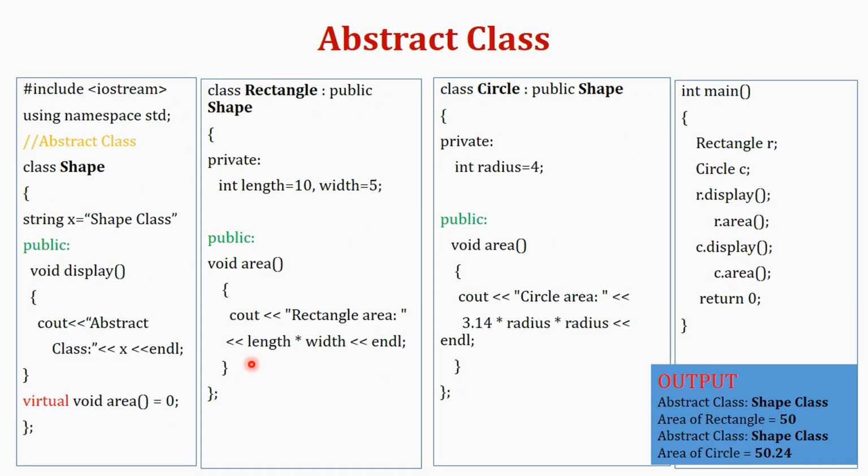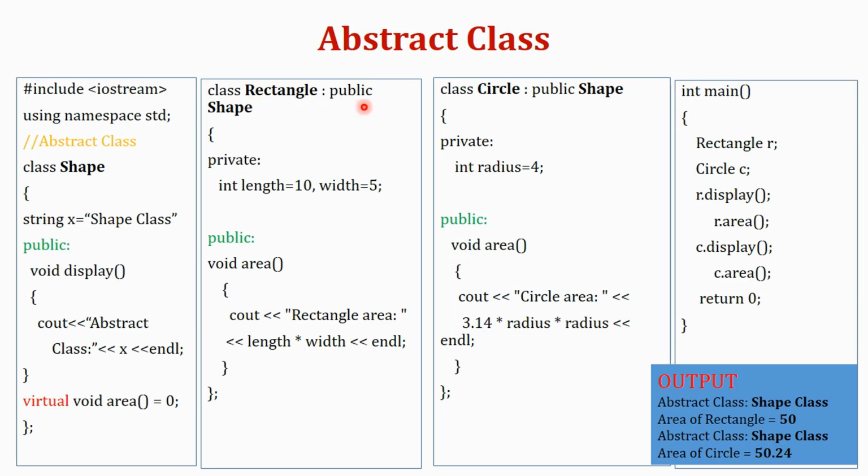Example, class Shape. It has the data member string s equal to shape class. And it also has one normal function definition where we are going to display the value of x. Then followed by the pure virtual function. So the class has data members, a normal function definition, as well as a pure virtual function. So the class becomes an abstract class because it has at least one pure virtual function.